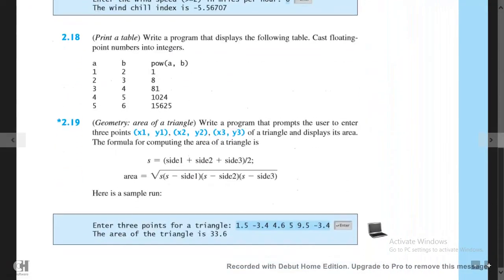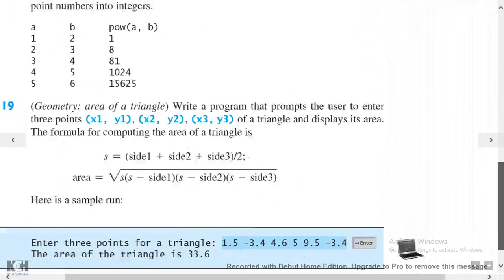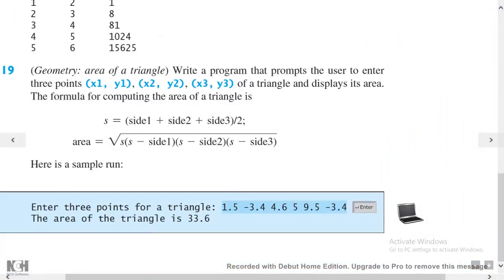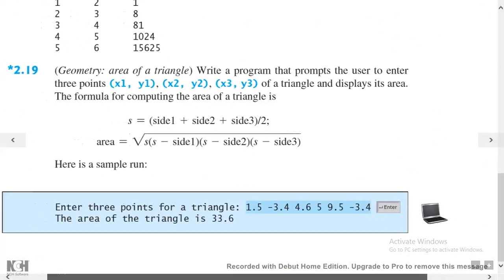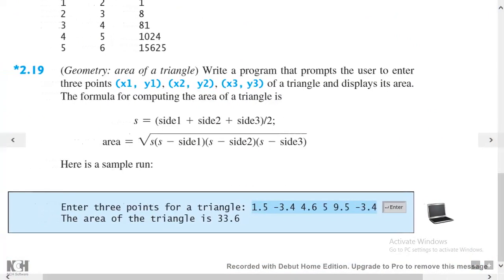I hope everyone can see. I've zoomed as much as I can. I hope everyone can see. So let's read it through. Here's the question. It's a geometry question, area of a triangle. We have to write a program that prompts the user to enter 3 points: x1, y1, x2, y2, x3, y3 of a triangle, and displays its area.